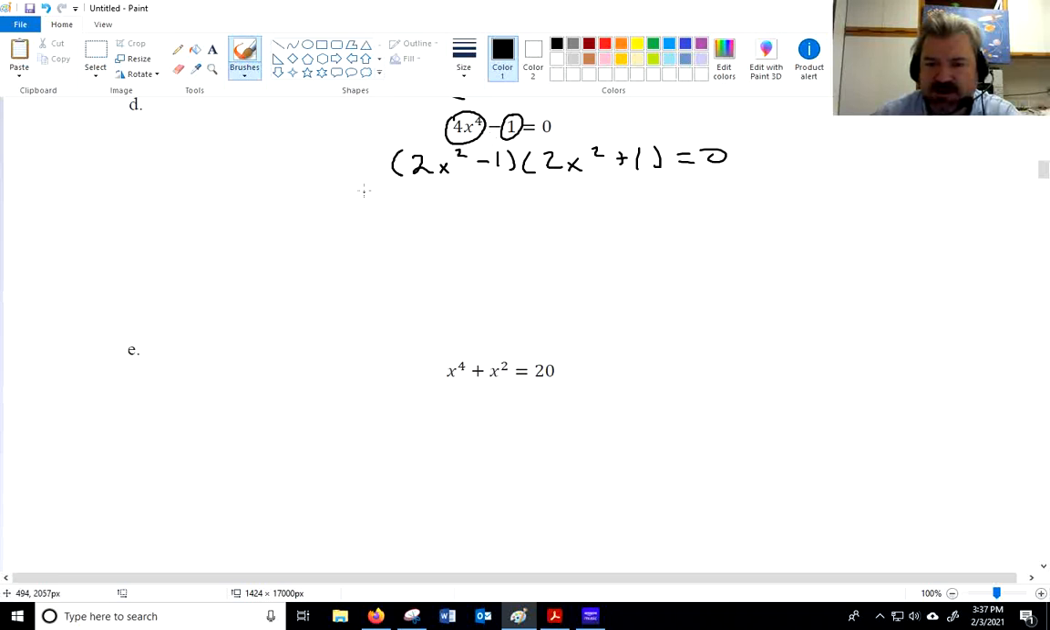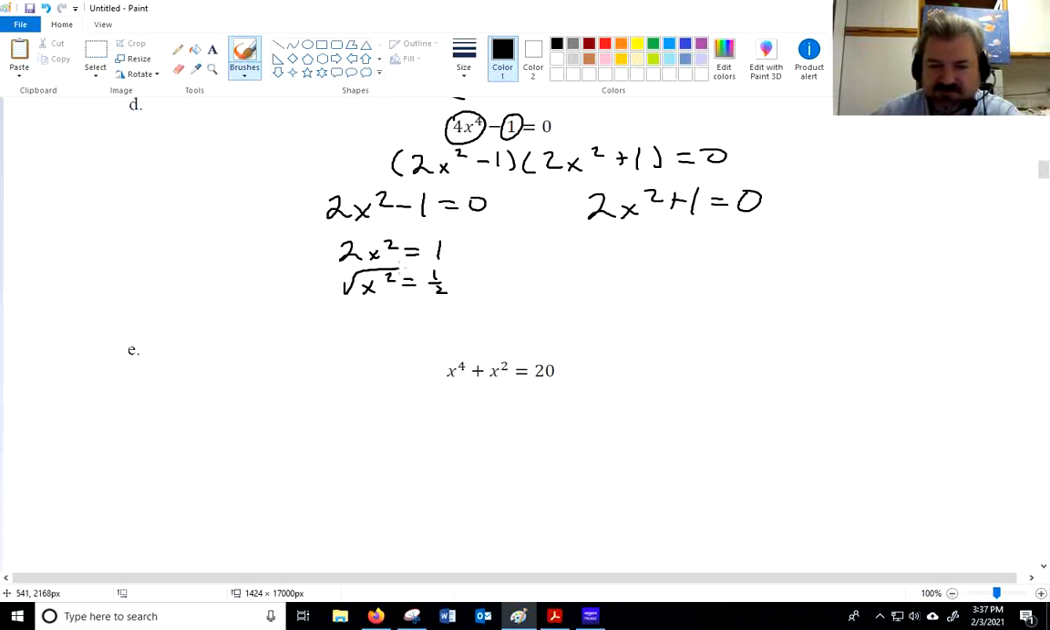All right, now I can then set each factor equal to 0 and solve. Neither one of these terms is going to be factored. This one's close, but this 2 is not a perfect square. So I have 2x squared equals 1. x squared equals 1/2. I'll take the plus or minus square root of each side.